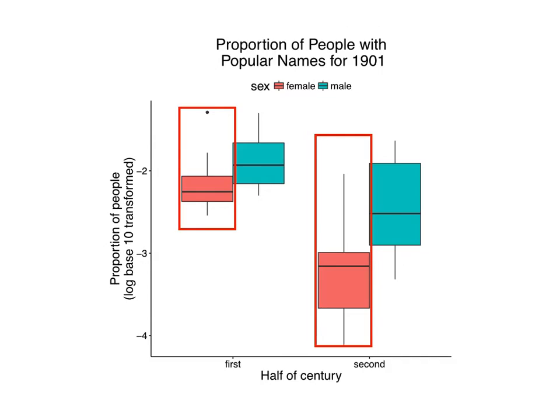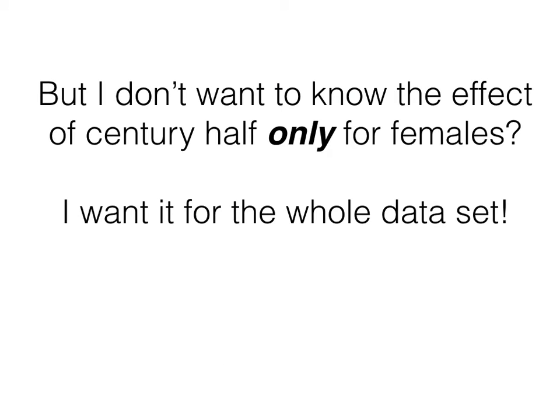Now, you may rightly be thinking, but I don't want to know the effect of century half only for females. I want it for the whole data set. Well, to do this, let's run an ANOVA. As always, let's start with the math. First, what is an ANOVA?